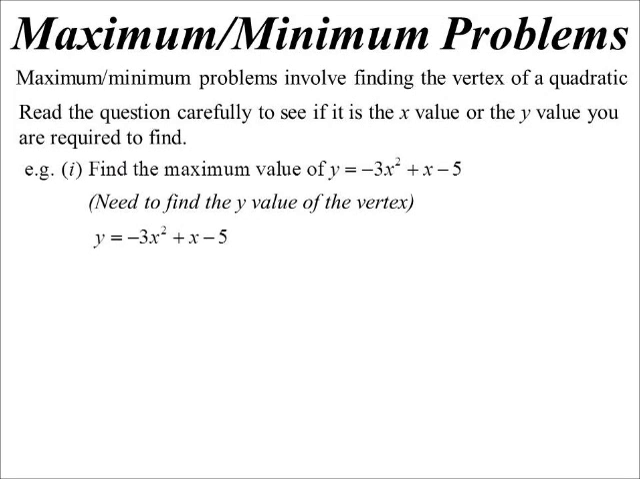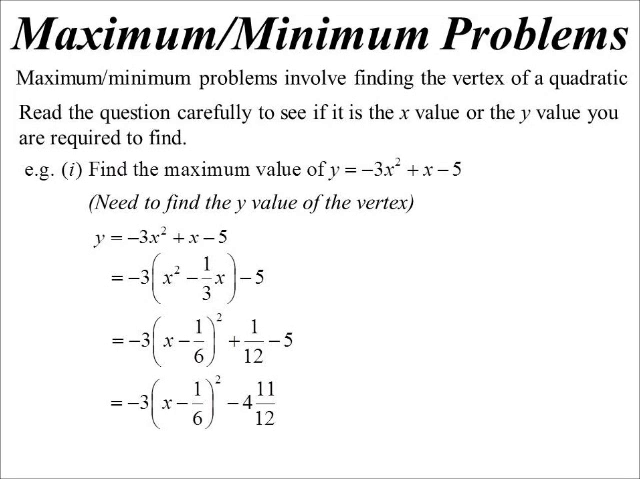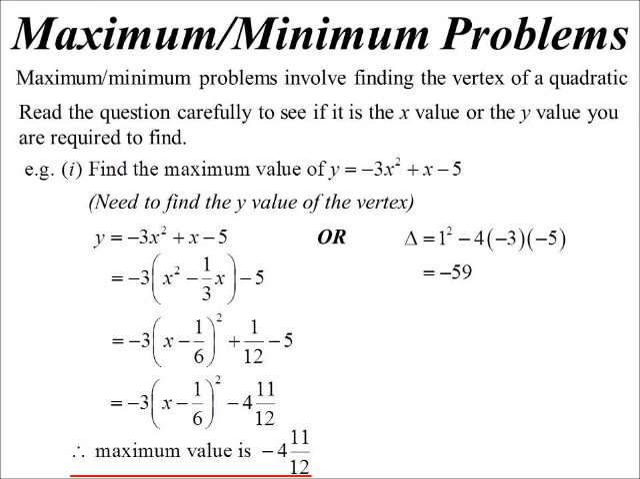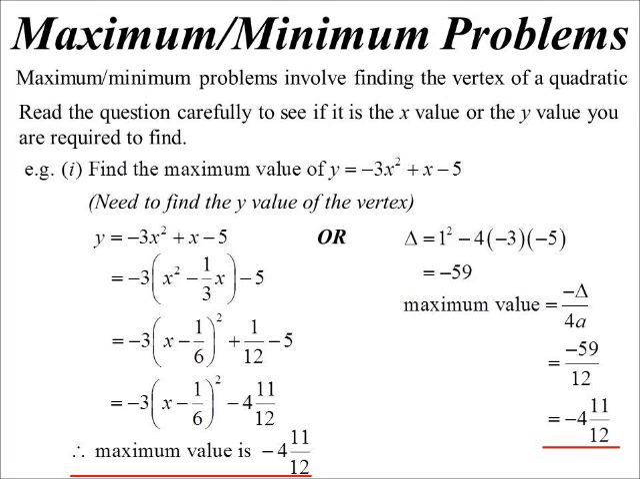Now, I could do it by completing the square, and then that tells me once that's completed, there we go, we end up with, it's been shifted down 4 and 11/12. So there's our maximum value. Or we could use the discriminant idea and say, well, minus the discriminant on 4a. So minus 59 over 4 times negative 3, which is 12. And we get the same answer. Or, of course, we could just find the axis of symmetry and sub that in as well, which is probably the longest way of doing it.